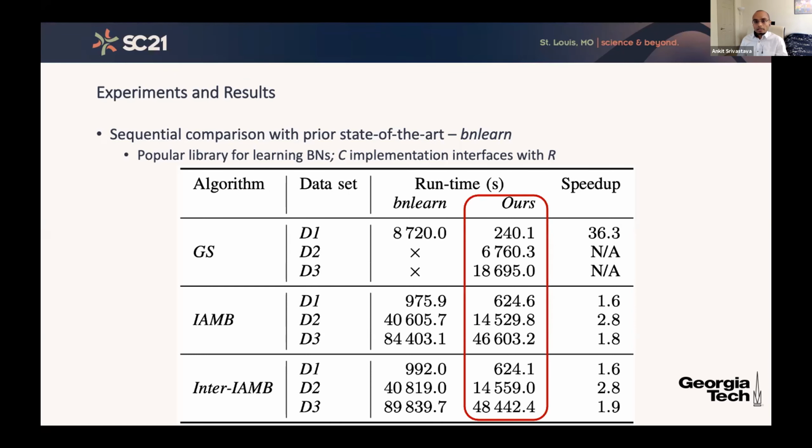Another thing to note, looking at the sequential runtime of our implementation, is that the optimization we implemented for GS allowed our implementation of GS to be faster than our implementation of IAM and inter-IAM. You can see for all 3 datasets, it's 2 to 3x faster. So IAM and inter-IAM runtimes are similar, whereas GS is 2 to 3 times faster than the other 2 algorithms.